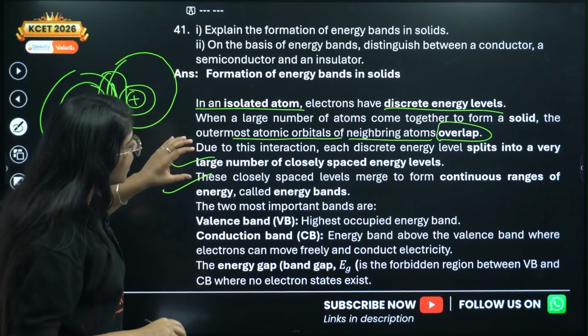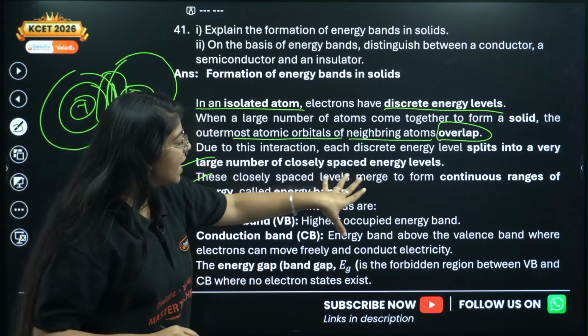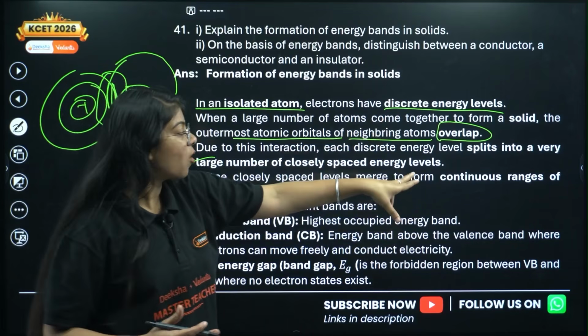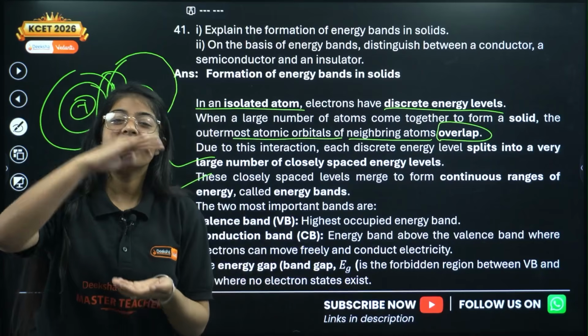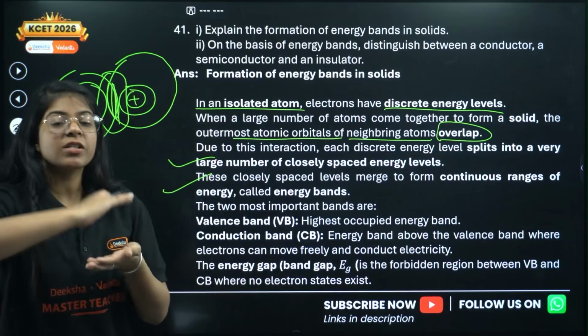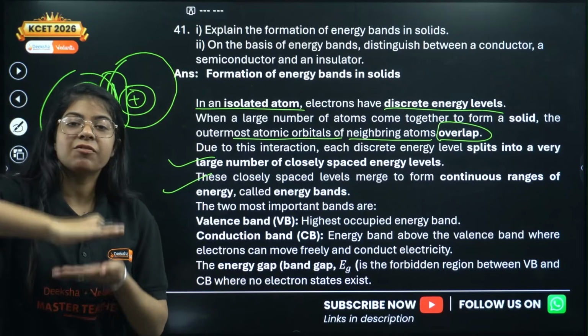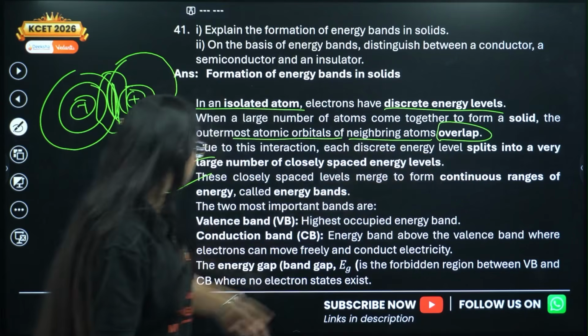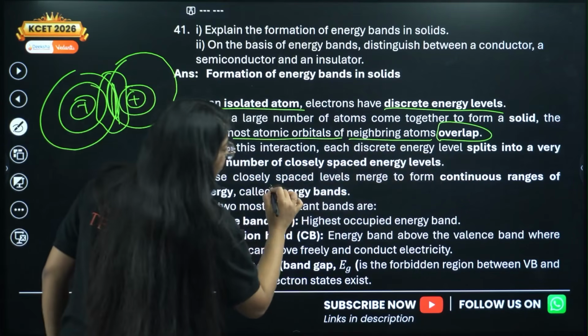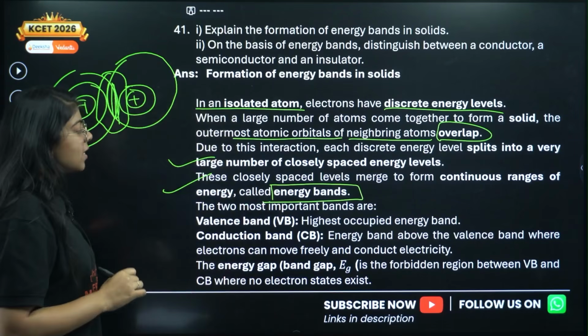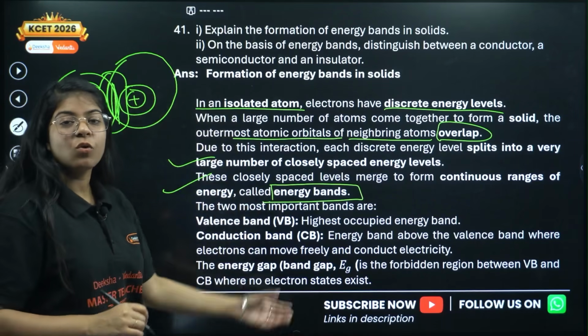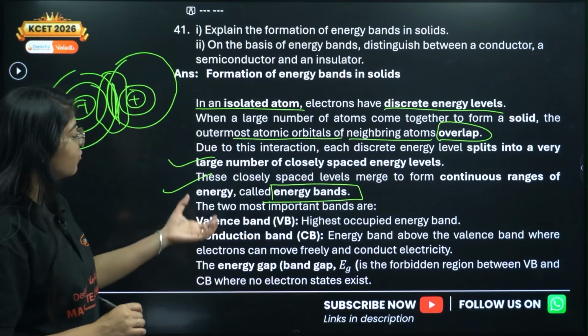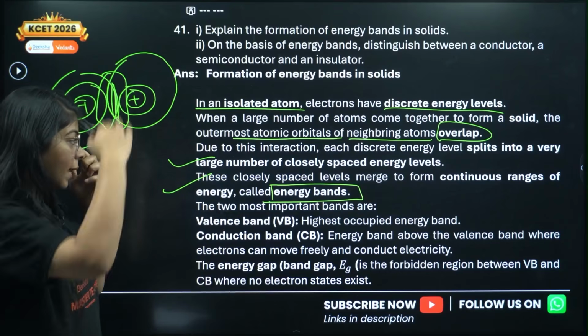Now these closely spaced levels merge to form a continuous range. Since they are very closely packed, instead of having discrete energy levels, they form a continuous band. They form continuous ranges of energy called energy bands. Correct? There are two most important bands we know. One is the valence band, one is the conduction band. The valence band is the highest occupied.